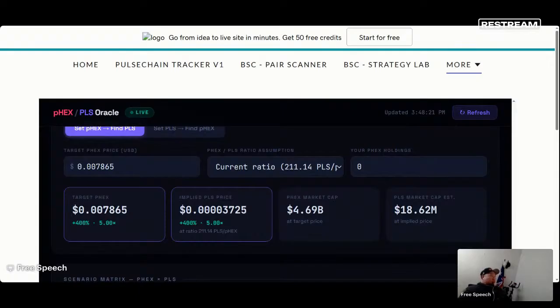Now, the scenario matrix is the most powerful reference table. Rows are different pHEX price targets. Columns are different ratio scenarios. So every single cell shows an implied Pulse price at that combination. Green cells mean Pulse will be above where it is today. Red means below. Find the row closest to your pHEX price target and scan across to see how sensitive the implied Pulse price is to ratio changes. If all the cells in that row are green, regardless of ratio, that's a strong scenario for Pulse.